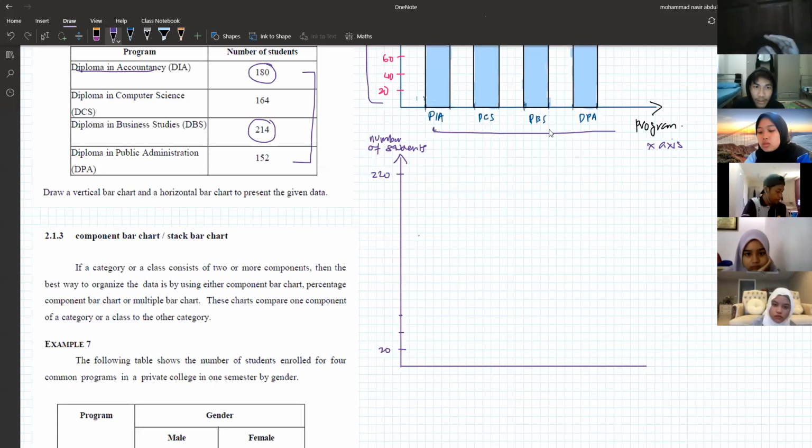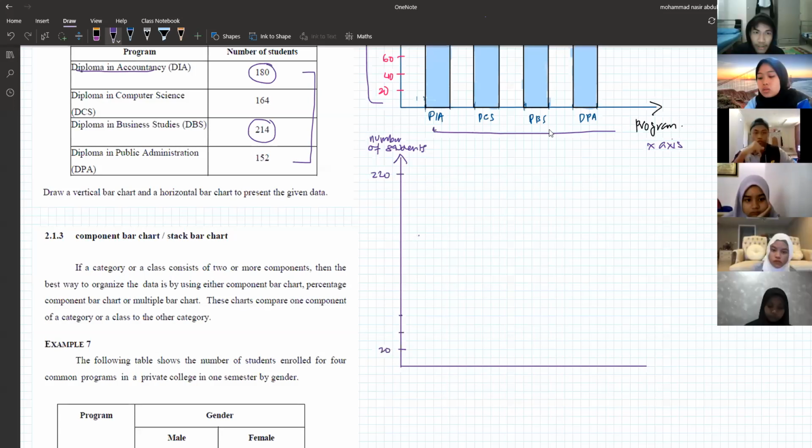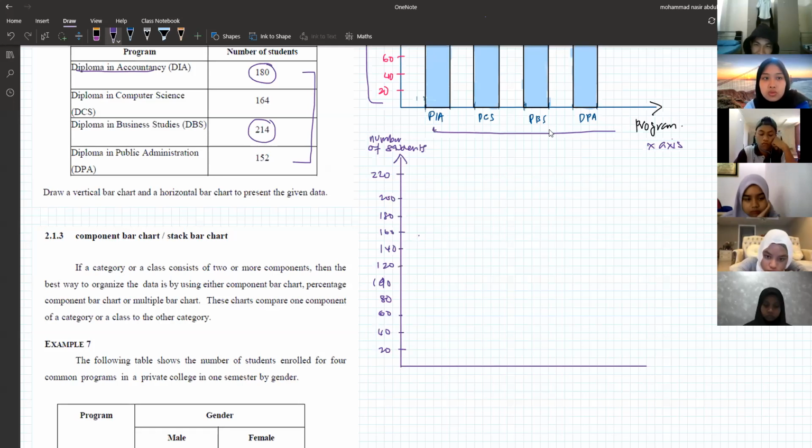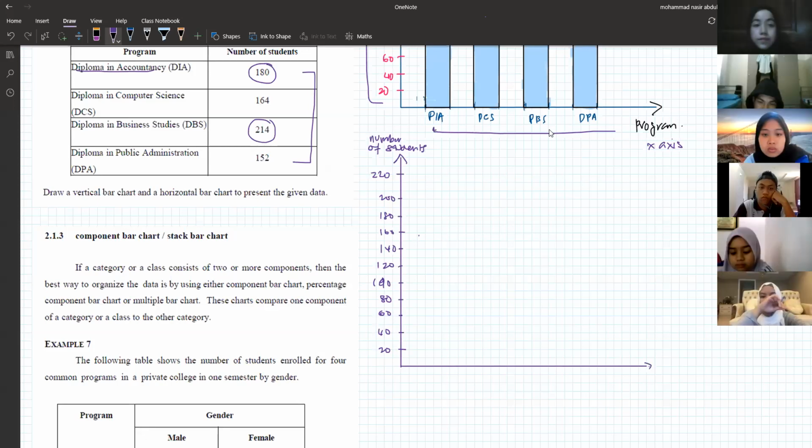Let's say I'm using a scale of 20: 20, 40, 60. Next, on the x-axis, we will present your categorical value. You will present your categorical value. So based on table number 6, you have 4 categories. So you should allocate the 4 categories equally.